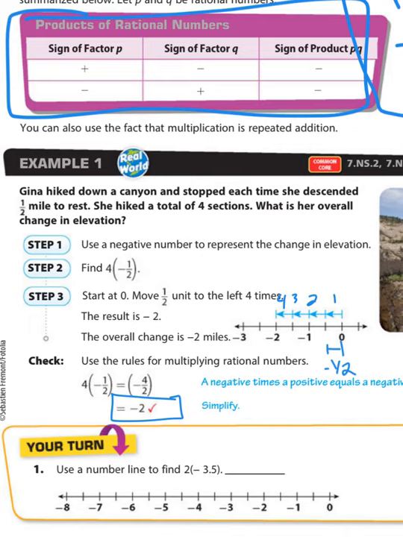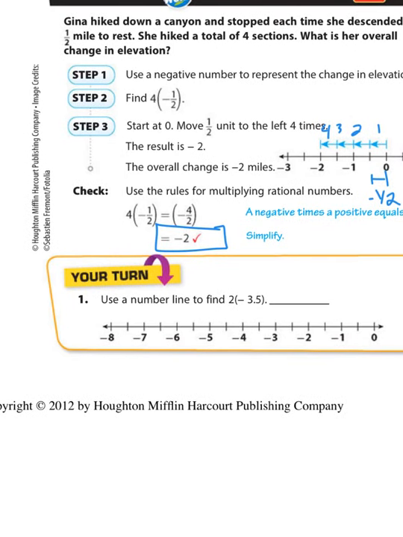I can also find the product of the positive numbers and then change it to a negative. So I know half of 4 is 2. I know a positive times a negative is a negative. So 4 times negative 1/2 is going to be negative 2. All right, let's check out this number 1. You try it on your own and then play the video back to see if you got it right.